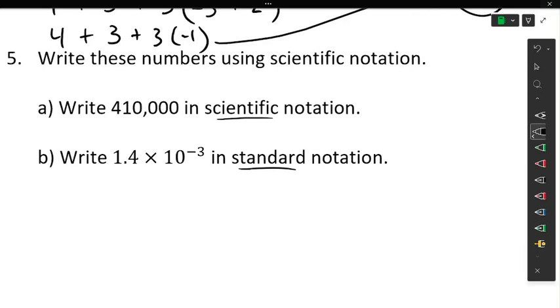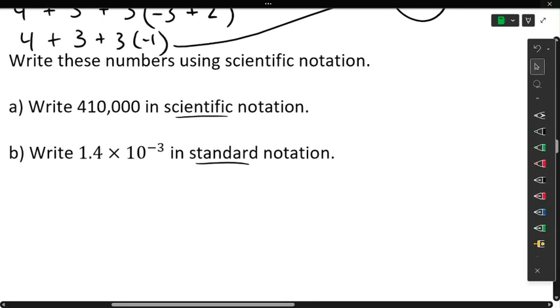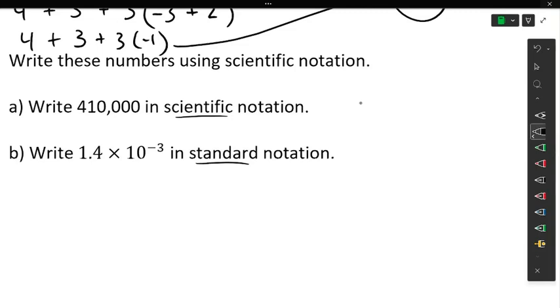So in scientific notation, we always just have a leading digit, a number that's bigger than 1, but less than 10. So it's going to be 4.1, right? So my decimal has to be right there, 4.1. But in order for 4.1 to equal 410,000, I need to multiply that by a bunch of tens, right?